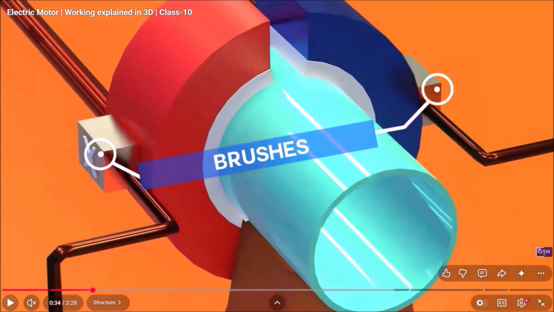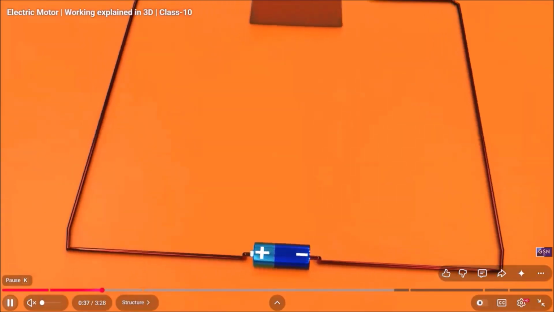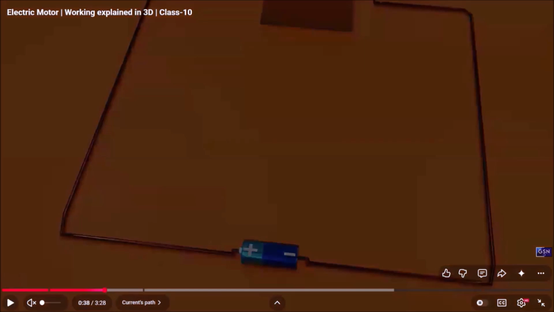Then we have the brushes. This brush labeled X rests on this red split ring, while the other one labeled Y rests on the blue split ring. Then we have our power source, which is our battery here.